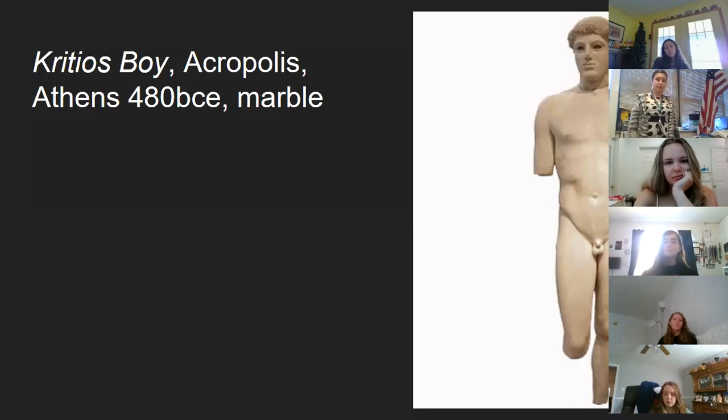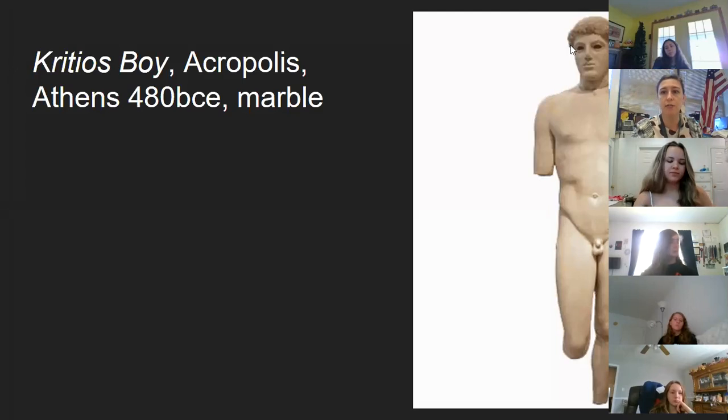Contrapposto is where one foot is forward, your hips are tilted, your shoulders are tilted, and you're looking to the side. So everything is on an angle. Think of the way models pose, where everything is jutting out at some sort of angle. That's contrapposto. Your weight is usually on one foot, the knee is up, the hips are tilted, and you can see the tilt in his hips here. You can't see it as much in his shoulder. And then the head is usually slightly turned.